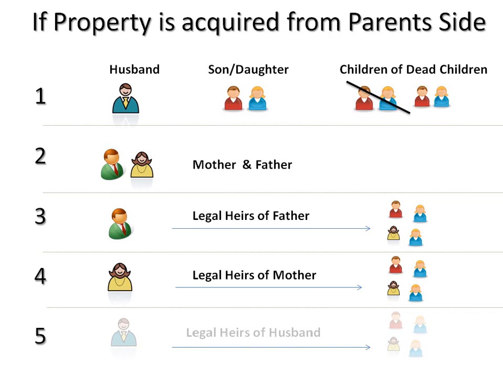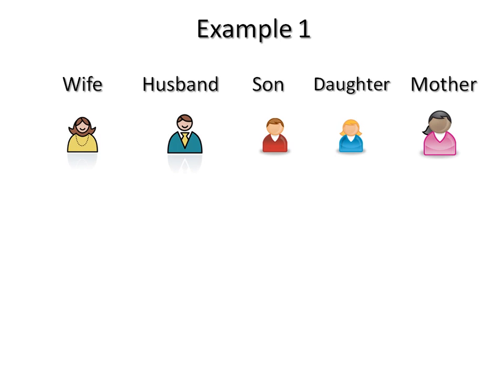Now let us move to the next slide. Now we'll see some of the examples which will give you a clear understanding of succession laws. Let us say that in a family there is husband, wife, son, daughter, and mother. Now let us say that the husband had some property. We can see this property as 4 units of wealth. Here you can see 4 bundles of cash.